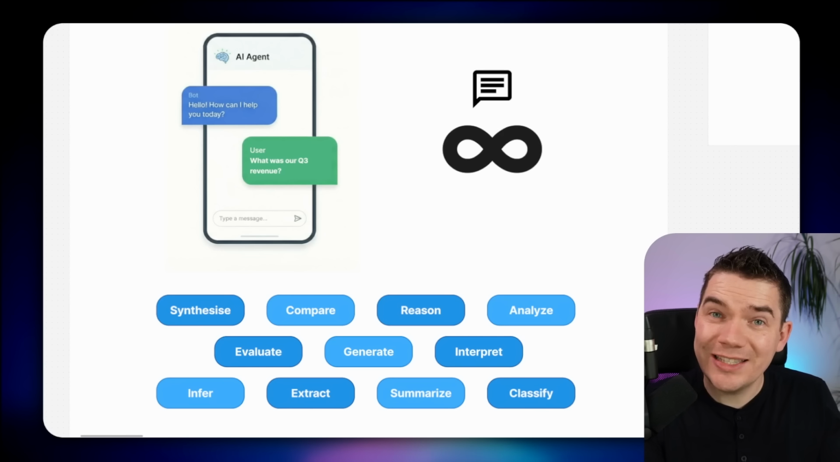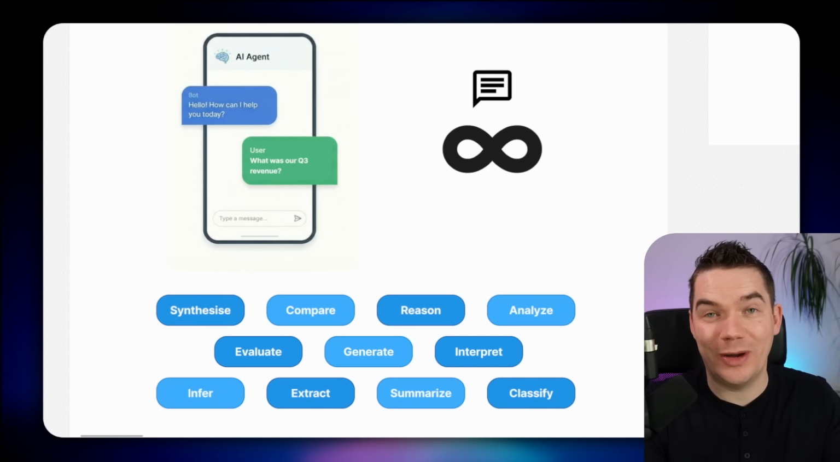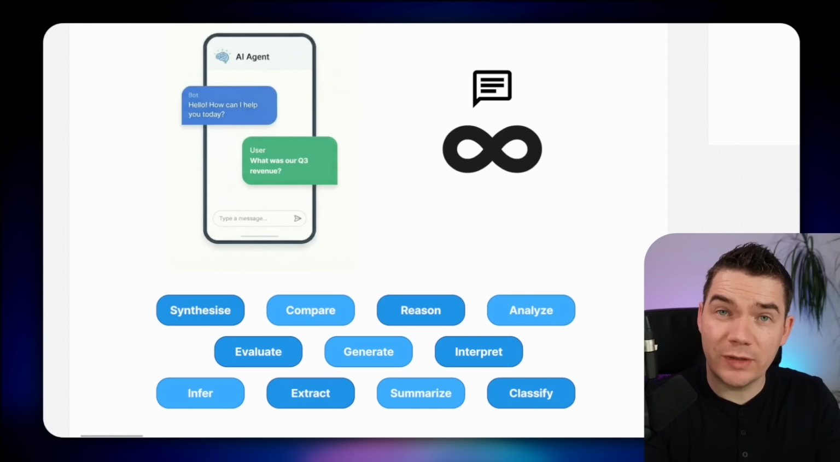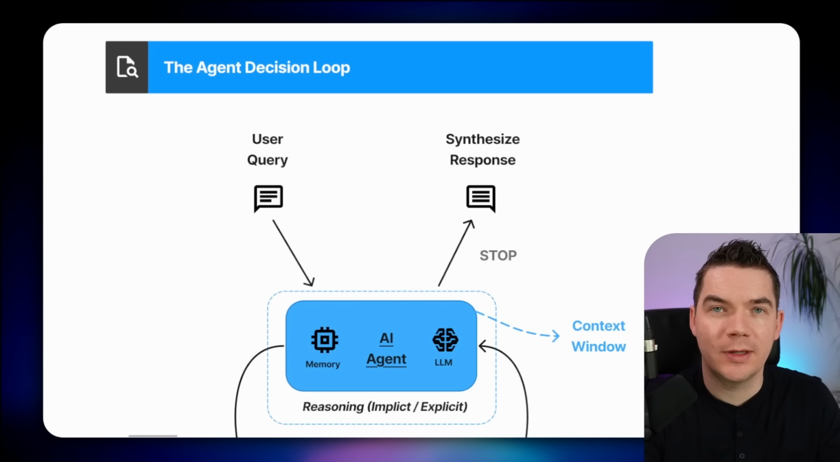And on the one hand, this is what makes AI agents so powerful. But on the other, this is why creating accurate and reliable agents can be quite difficult. And in essence, this retrieval strategy will ultimately determine whether your project succeeds or fails. And if you strip an AI agent back to its core, there's essentially a simple decision loop that's at play.